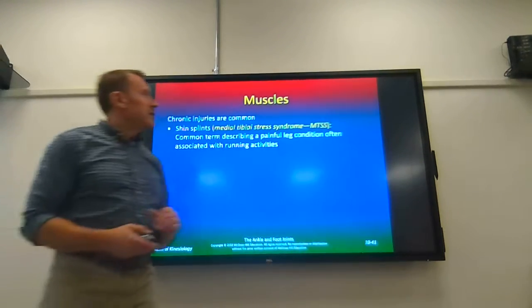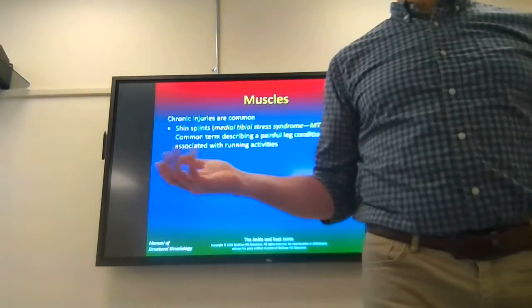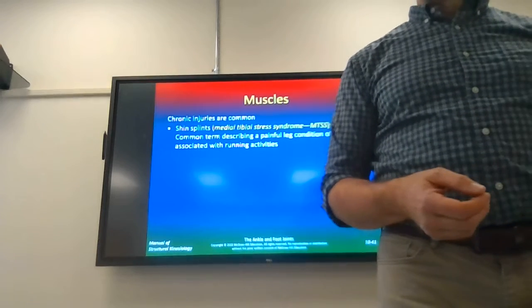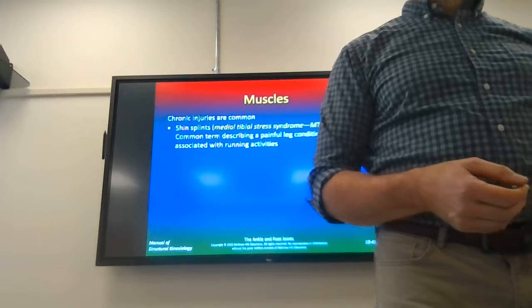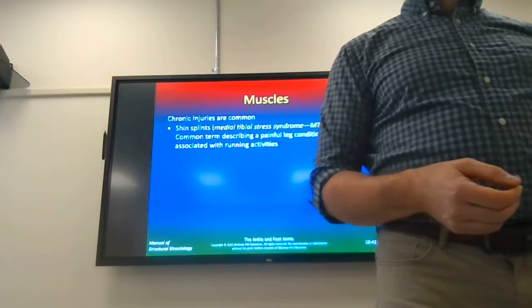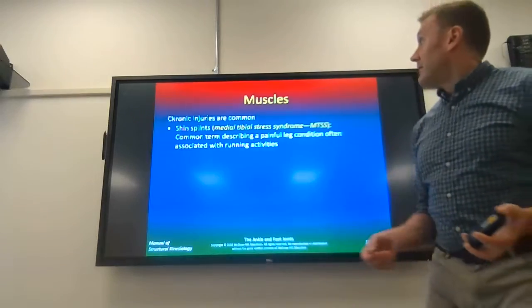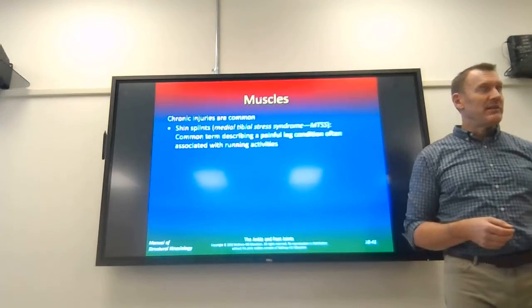Okay, so chronic injuries are really common. I would be willing to bet that over 50% of this class, at least at some point, has suffered from what we call shin splints, which is a very non-descriptive condition, collectively called medial tibial stress syndrome. So, medial tibial stress syndrome.